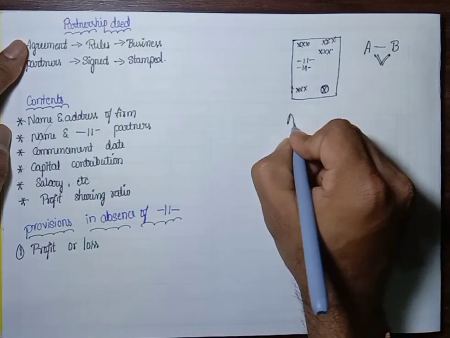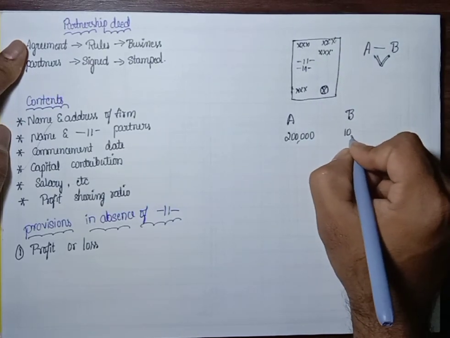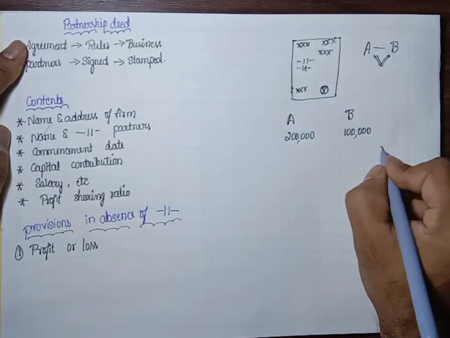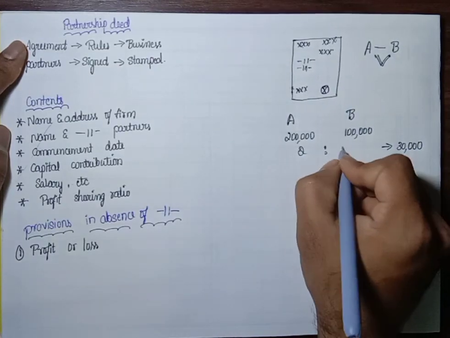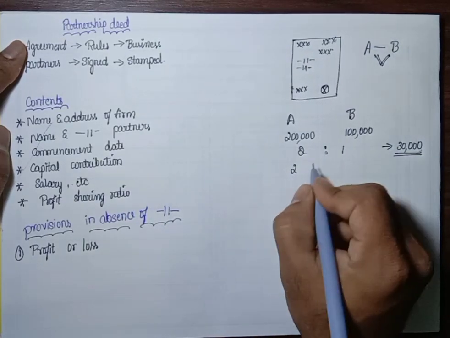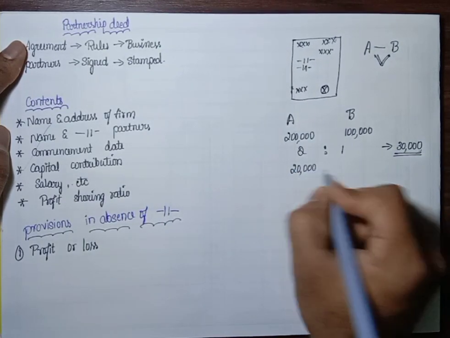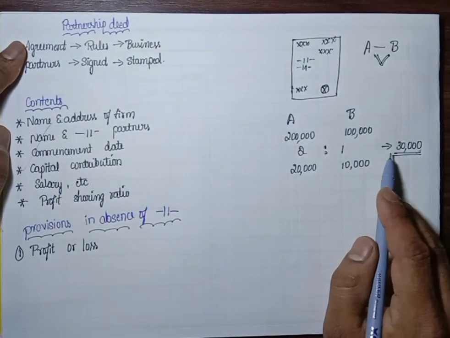For example, A has invested 2 lakh rupees and B has invested 1 lakh rupees, and last year they had a profit of 30,000. Now their profit sharing ratio will be 2:1 on the basis of capital contribution, and they will share this 30,000 in the ratio of 2:1, that is A will get 20,000 and B will get 10,000. So when they have a partnership deed, they can share on the basis of profit sharing ratio.